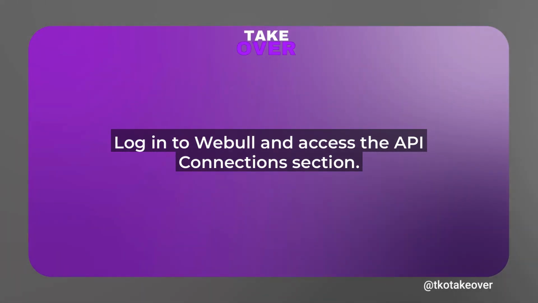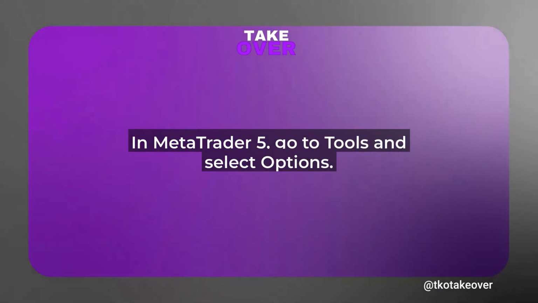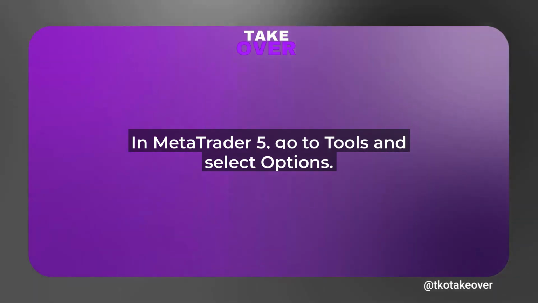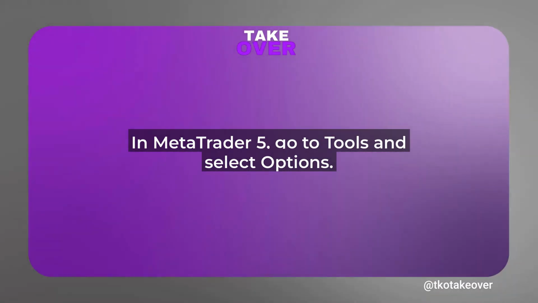Next, in MetaTrader 5, go to the Tools tab and select Options. Here, you'll find a new Broker Connections feature. Enter your Webull API key, which you can generate from the Webull settings we just mentioned.